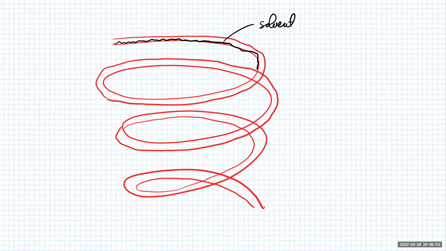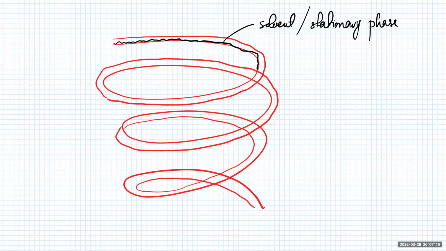And that solvent could be any solvent. It could be a polar solvent. It could be a non-polar solvent. It could be water. It could be CCl4. It could be any sort of liquid. And that is considered your stationary phase. Stationary phase means that it would not really be moving that much.